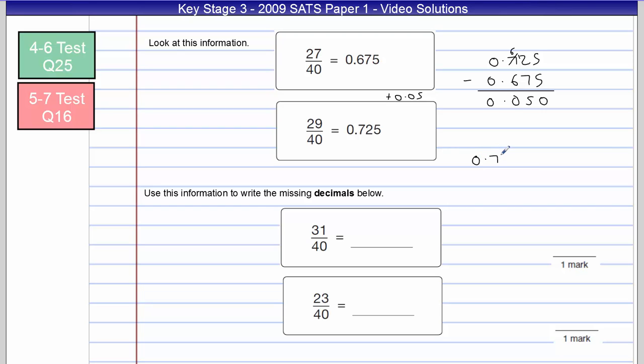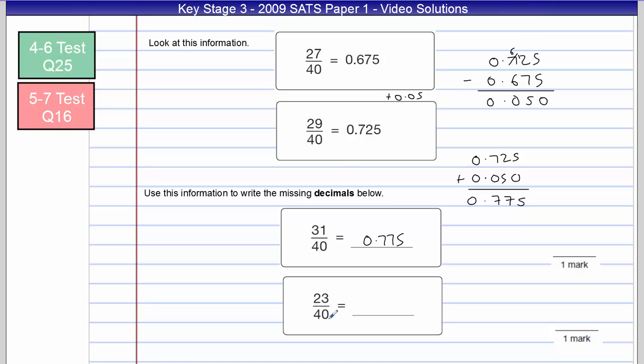So if we want to get from 29 over 40 to 31 over 40, we could say, right, we've got 0.725. If we add 0.05, what do we get? 5 plus 0 is 5, 5 plus 2 is 7, 7 plus 0 is 7, so we get 0.775.